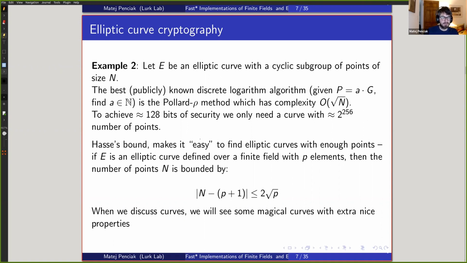But there's more engineering that can be done in order to find elliptic curves with more desirable properties. And we'll see some examples of elliptic curves later with some really desirable properties that make computing on those elliptic curves very, very fast.